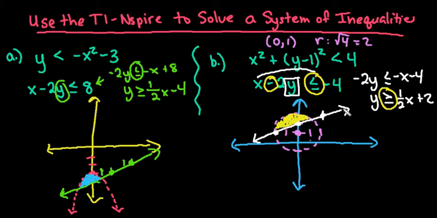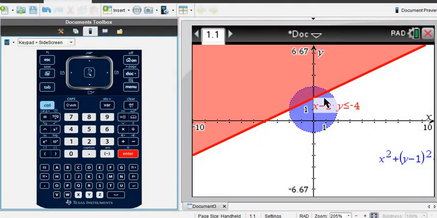So hopefully this video helped you out with being able to use the TI-Nspire to help you come up with what your shapes should look like. Whether you have circles, parabolas, lines, you can graph them very easily in the TI-Nspire. You can also do the shading so that you can see which direction they should shade. It also helps you to see whether it should be dotted or solid.